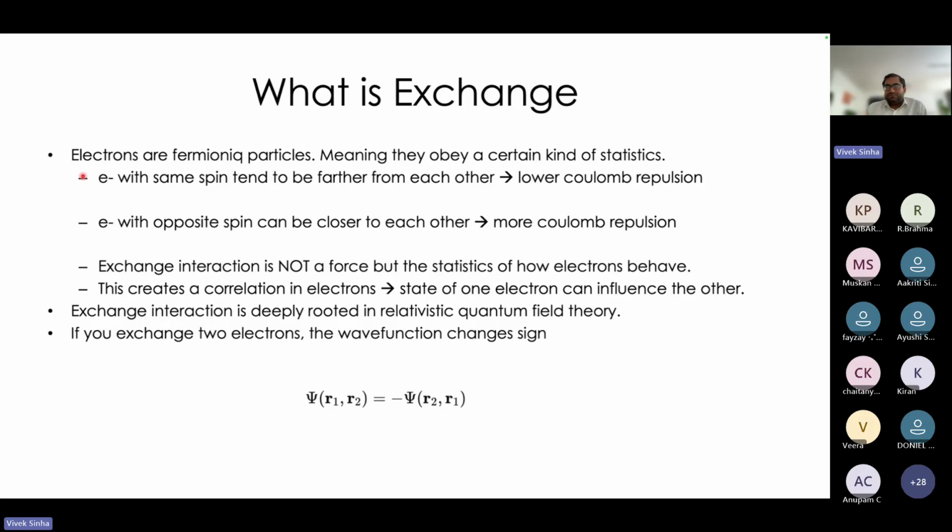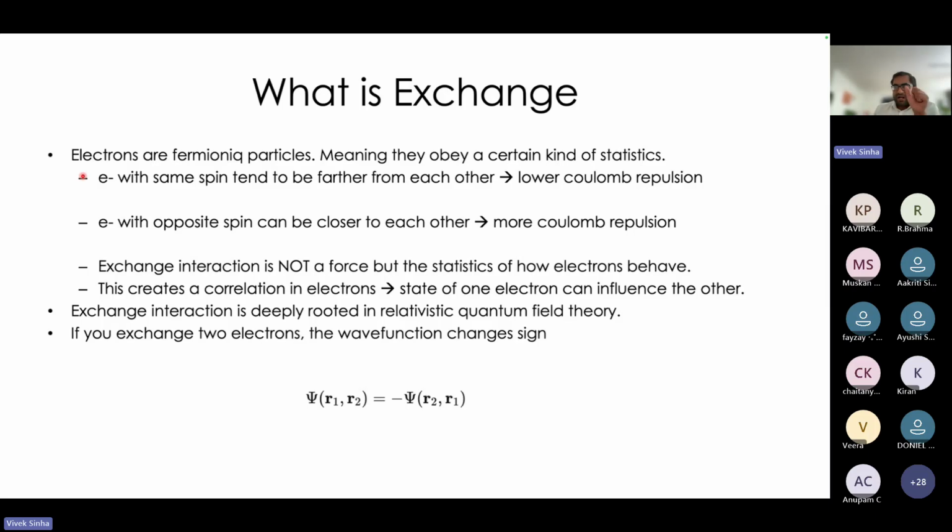So electrons are fermionic particles. That's a sort of ad hoc thing that I'm saying, that we agree within the scope of this course, they are fermions. They must obey a certain kind of statistics given by Pauli's exclusion principle. You could say that. It's a little bit more intricate than that. Electrons, if they have the same spin, cannot be close to each other, which means they will be farther away. If they are far away, there will be lower Coulomb interaction, because if you are far away, you will repel each other less. If they are close to each other, there will be more Coulomb repulsion.